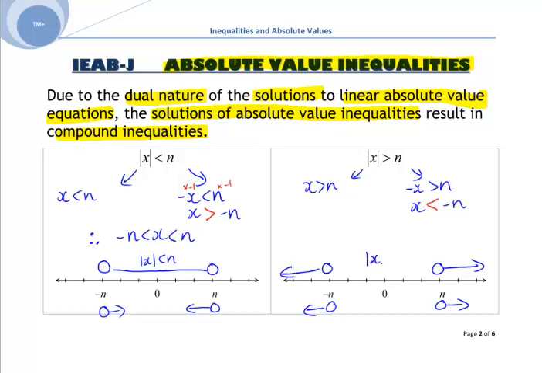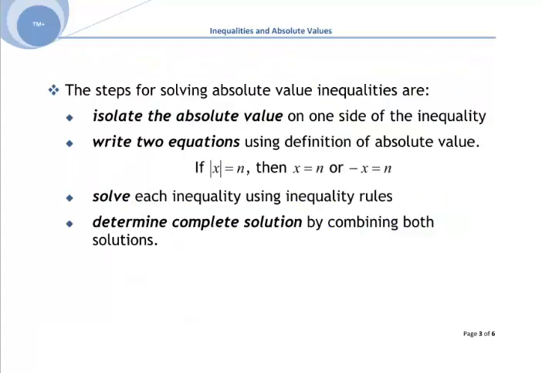So that's the absolute value of x is greater than n. I can't combine the solutions, I just have to write them as x is less than negative n and x is greater than n. Okay, and underline my solution so it stands out.